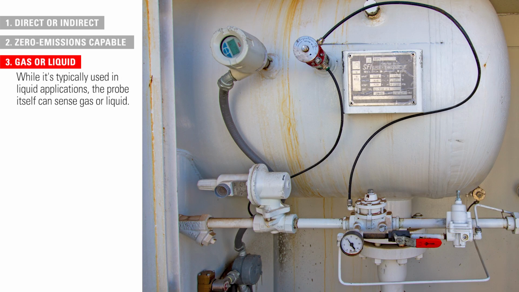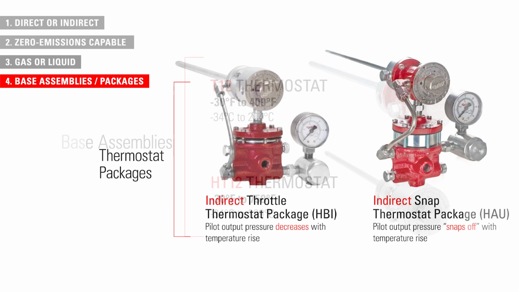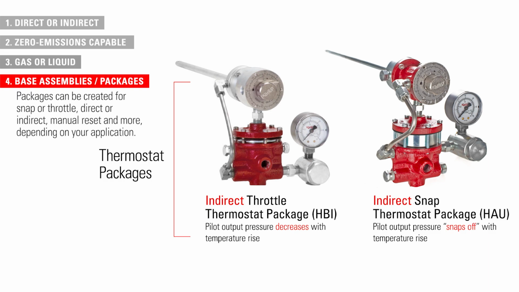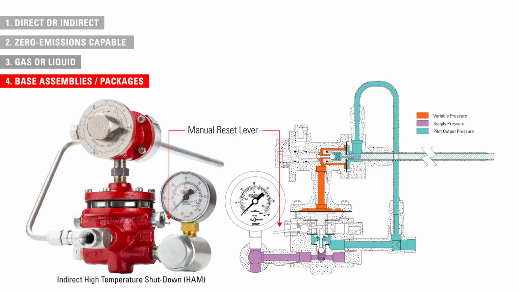While it is typically used in liquid applications, the probe can sense gas or liquid. The base assembly thermostat has two options, standard and high temperature. By combining the base unit thermostat with various pilots, fittings, and tubing, packages can be created for snap or throttle, direct or indirect, manual reset, and more, depending on your specific application. For example, a T12 package with a manual reset pilot creates a safety device called a high-temperature indirect shutdown.